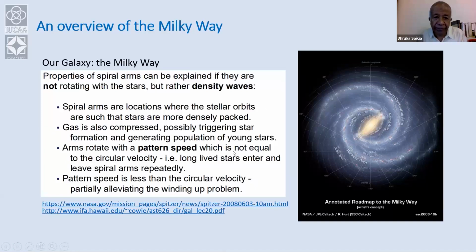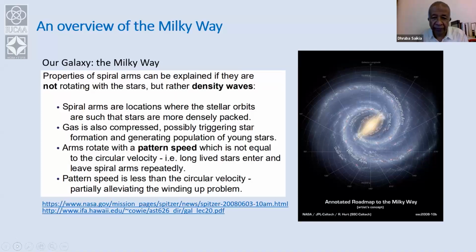So spiral arms are locations where the stellar orbits are such that stars are more densely packed. The gas is also compressed, and once stars are more densely packed, gravity is stronger and they attract more mass into it. This is where new stars are forming, because that is where the gas is also. And the arms rotate with a pattern speed, not the speed of the galaxy's rotation. It is much less than the speed of rotation of the galaxy. So you see a pattern.